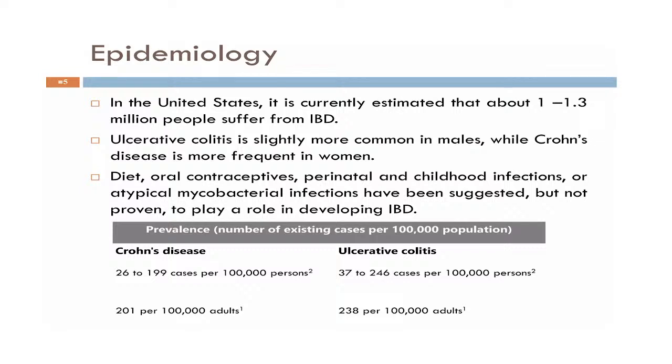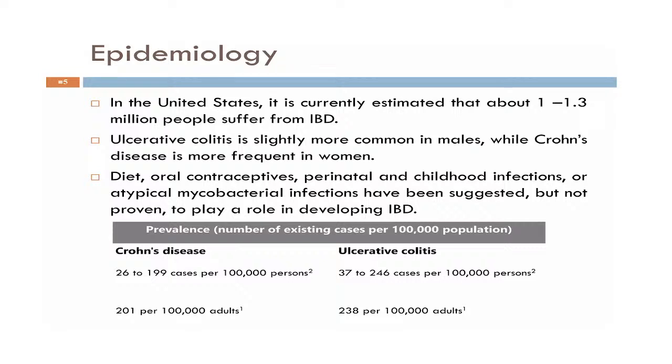Ulcerative colitis is slightly more common in males, while Crohn's disease frequently affects women. Diet, OCPs, perinatal and childhood infections, atypical mycobacterial infections have been suggested but not proven to play a role in development of IBD. So basically it is an autoimmune condition, a genetic condition, which has been linked to the Ashkenazi Jews, and it is a disease of Caucasians. It has been said that multiple factors can be associated with it, but it has not been proven.